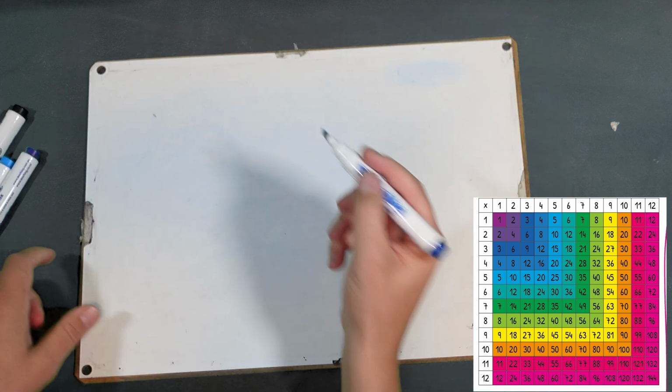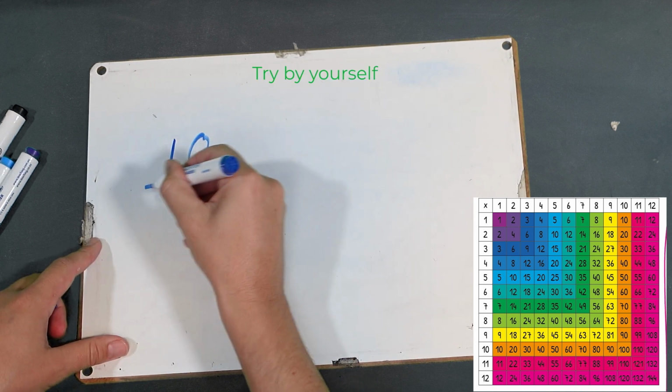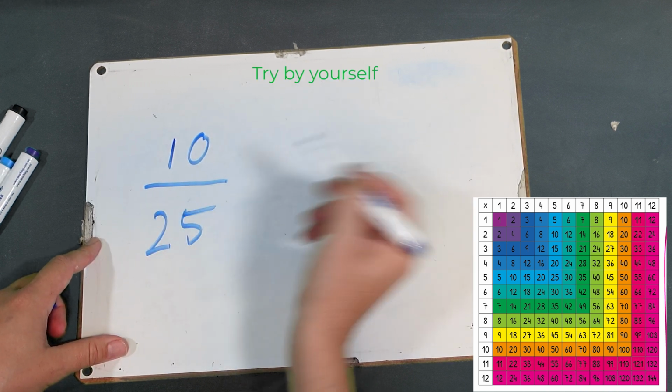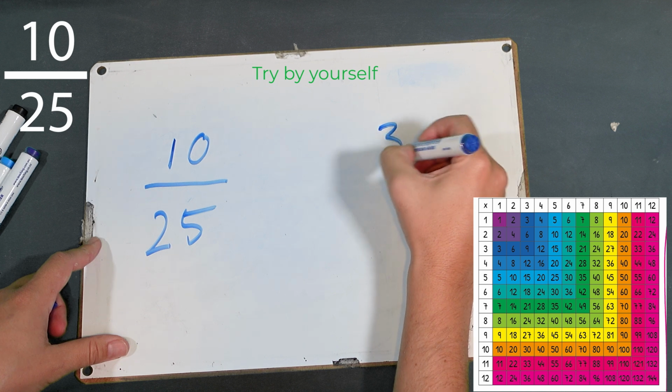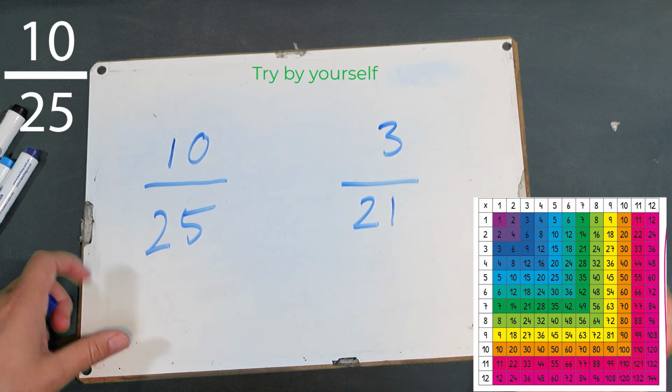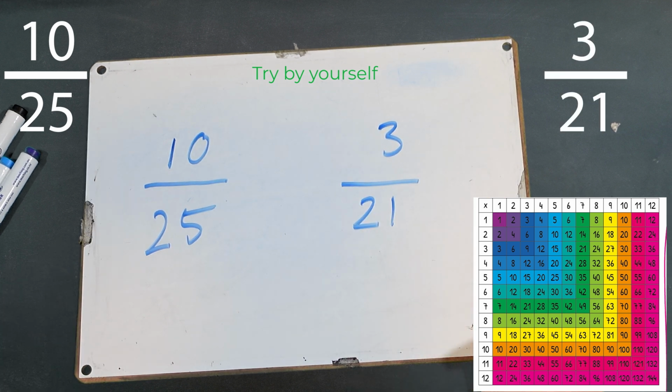Okay, let's try these ones now. 10 over 25 and 3 over 21. Give these a go. Pause the video, and when you're ready to mark, press play.